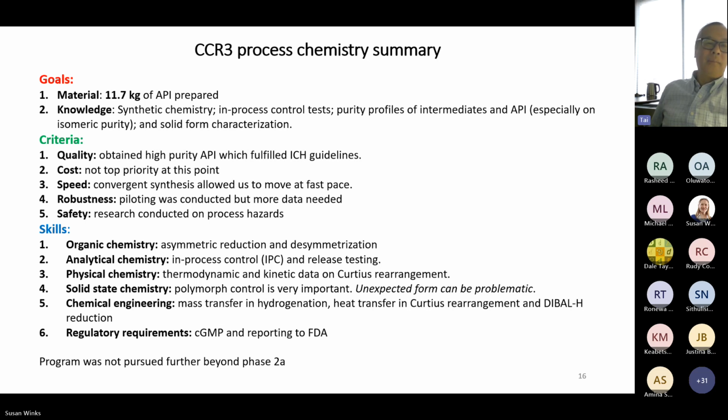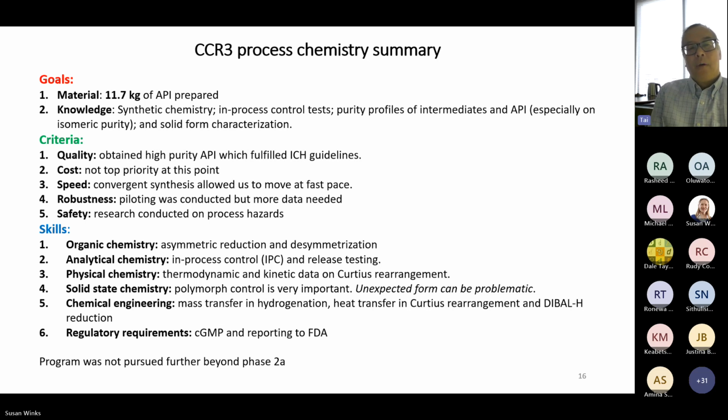As a student in organic chemistry, as a student in process chemistry, through this campaign I learned a lot of organic chemistry, asymmetric reduction, desymmetrization reactions to set up absolute and relative stereochemistry, a lot of analytical method development to enable in-process control, physical chemistry, as you can see, the thermodynamic and kinetic studies on the Curtius rearrangement is very important to make it safe on scale up, solid state chemistry, engineering, and of course, while we're doing all this, our work is under cGMP, and all the campaign and changes in chemistry and equipment and everything are documented and reported to the agency.